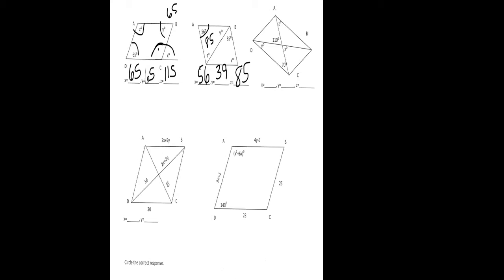Over here, 110 and X are vertical angles, so X has got to be 110. If this angle here is 110, then this angle right here has to be 70. So now if that angle is 70, that one's 70. This angle here has to be 40, because all three angles in a triangle have to add to 180. Z then has to be 70 as well.